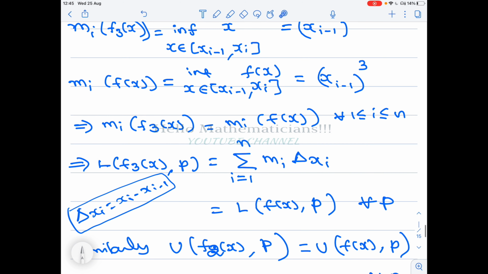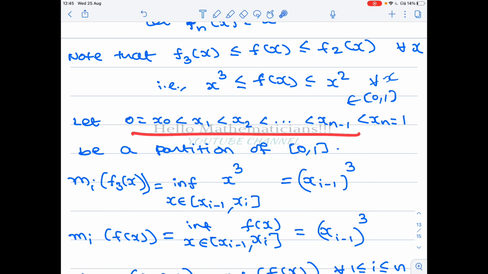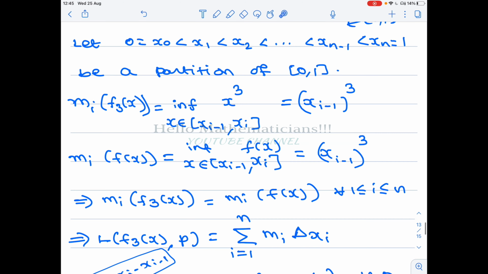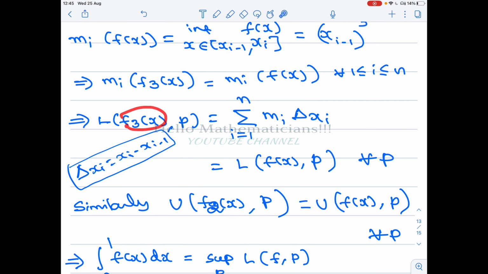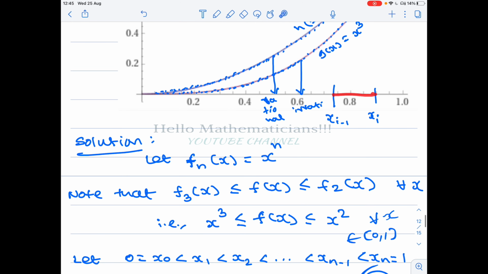Then for this fixed partition p, the lower sum of the function x cube with respect to partition p is defined to be the summation i equal to 1 to n of mi delta xi, where delta xi is xi minus xi minus 1, that is the length of this interval. Note that this is my first part, second part, third part, then ith part, then a lot of parts. This is my last part, xn minus 1 to xn.